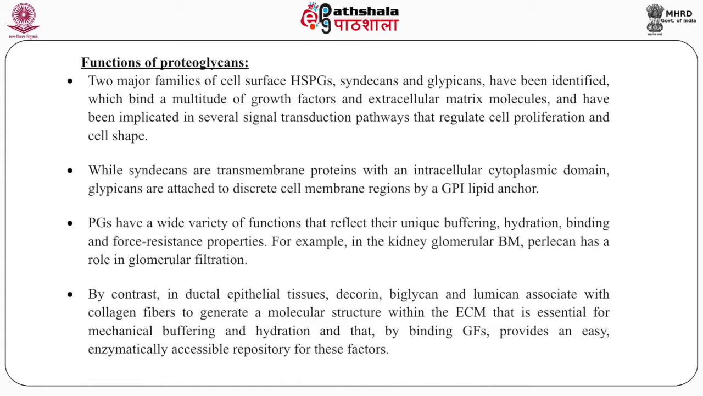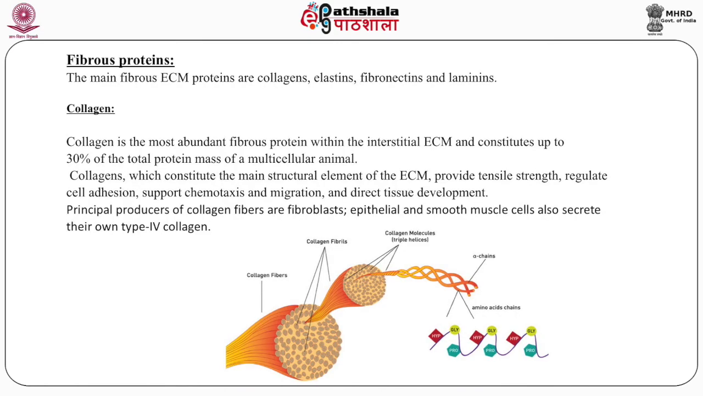within the ECM that is essential for mechanical buffering and hydration, and that, by binding various growth factors, provides an easy, enzymatically accessible repository of these growth factors. So, there are various functions of the proteoglycans as we discussed. The next important component of the ECM are the fibrous proteins. The main fibrous ECM proteins are collagen, elastin, fibronectins and the laminins.